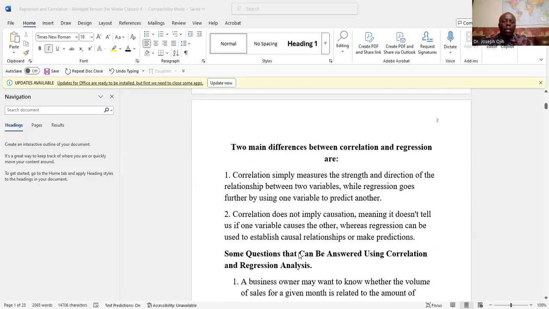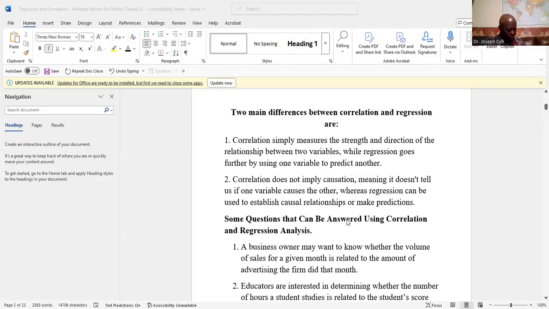Now, there are two main differences between correlation and regression. I want you to take note of that. The first one is that correlation simply measures the strength and direction of the relationship between the two variables, while regression goes further by using one variable to predict the other variable.